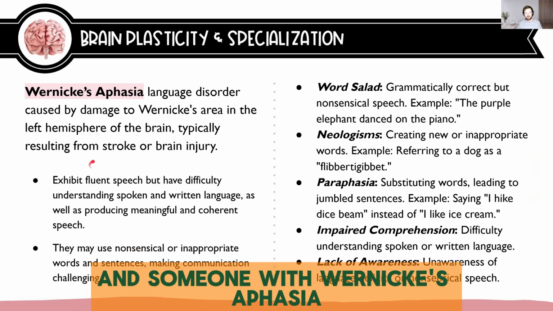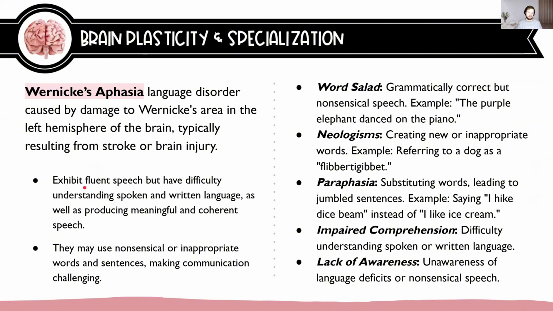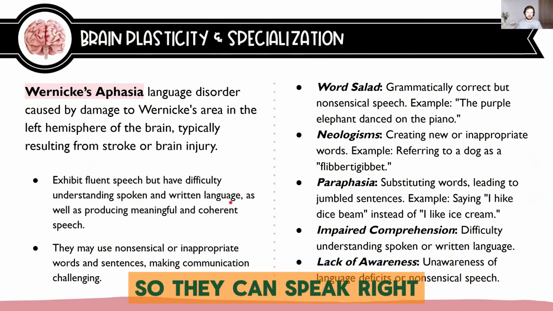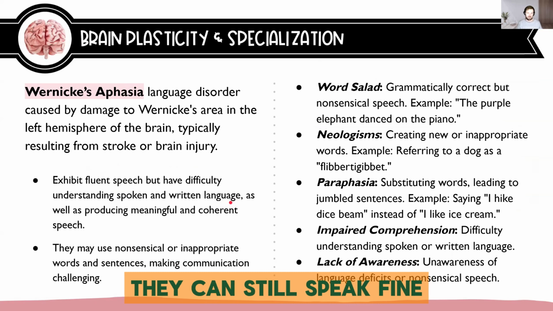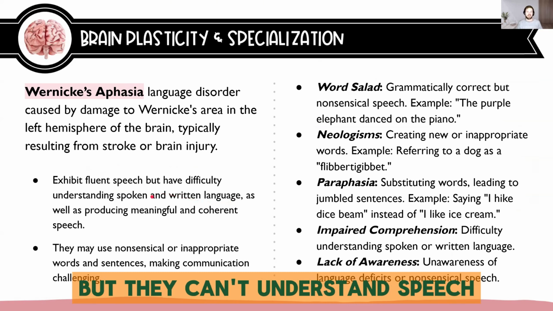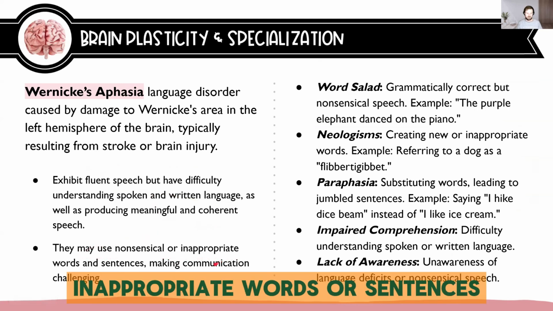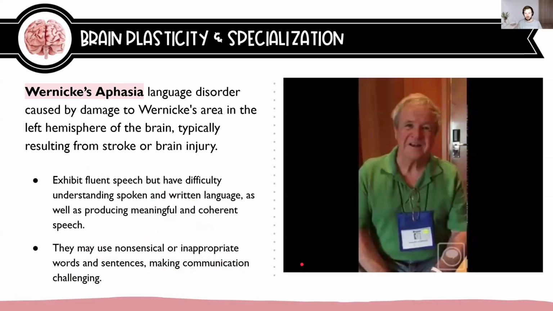And someone with Wernicke's aphasia will have difficulty understanding spoken and written language. So they can speak, right? Their Broca's area is fine. They can still speak fine, but they can't understand speech. They may use nonsensical, inappropriate words or sentences, making communication challenging.